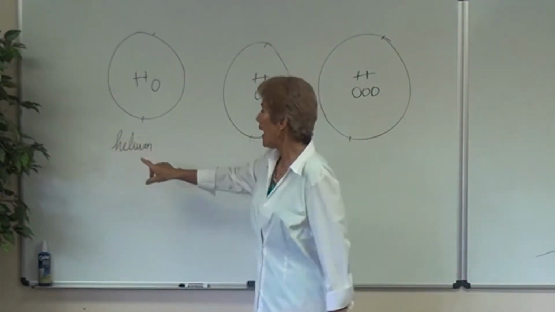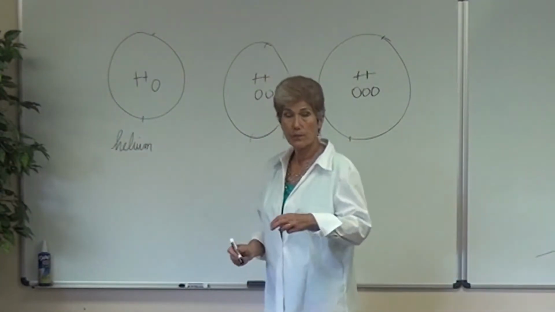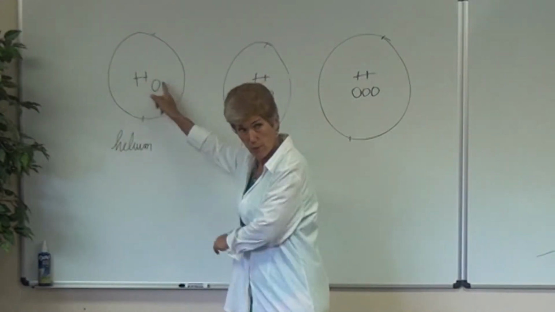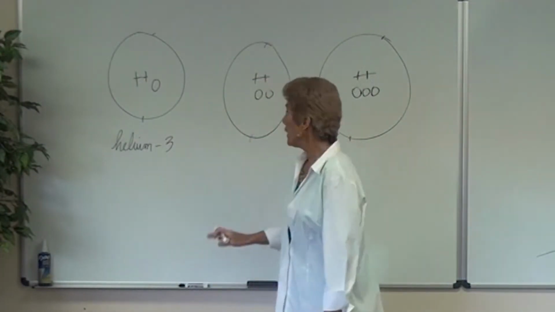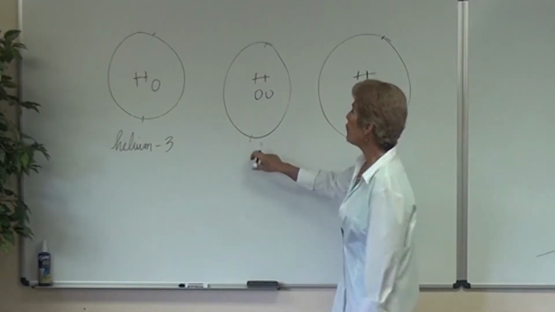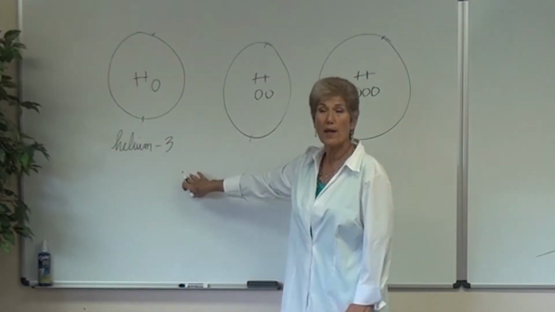That's why. And so, how many particles are in the nucleus of this one? 3, right? Can you guys read that? 3? Okay. And so this would be called helium-3. So what would this atom's name be? 4. Helium-4.